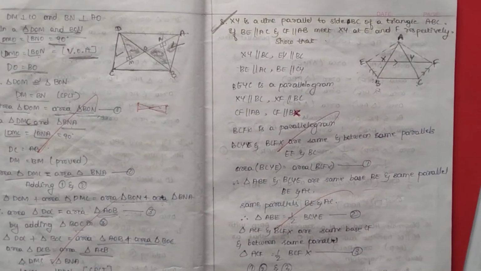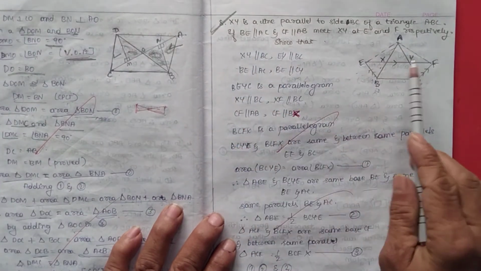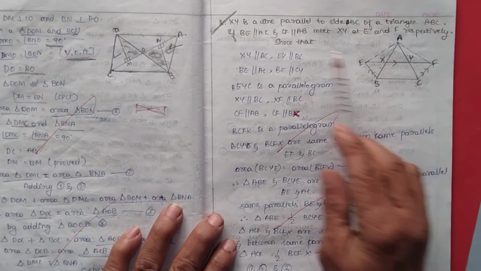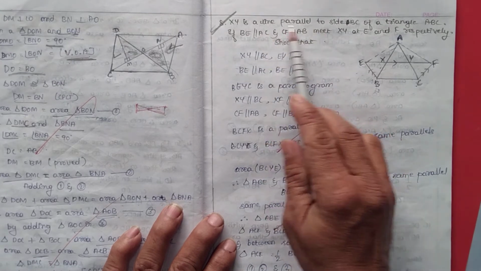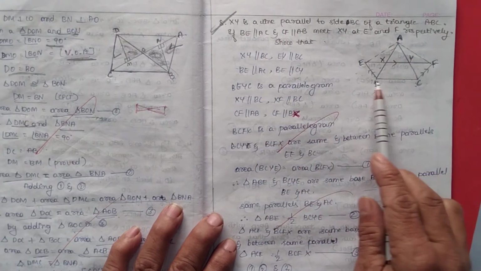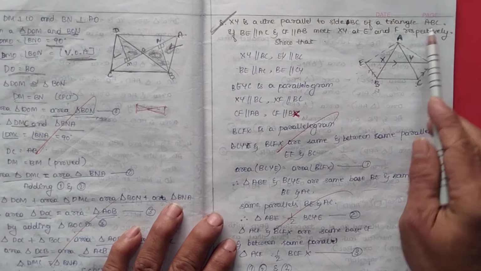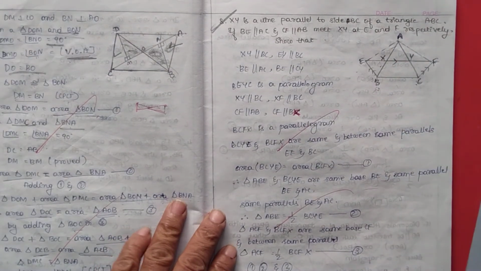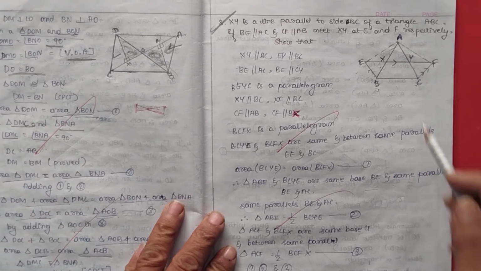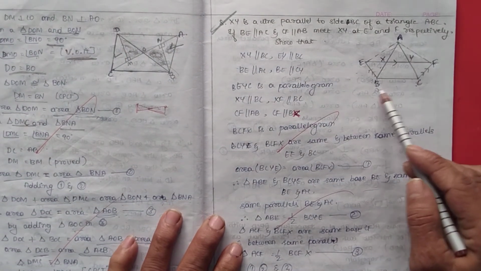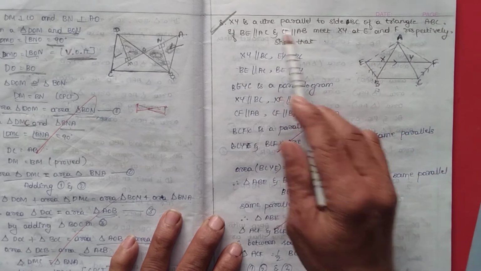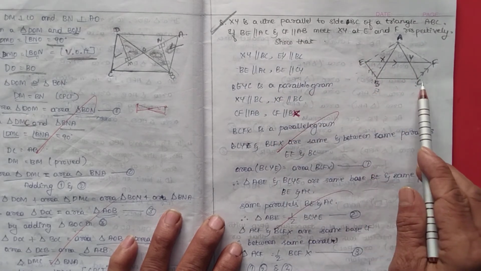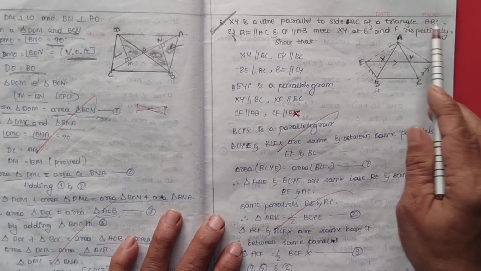See, XY is a line parallel to BC. This is the base line BC of the given triangle ABC. All of you, can you listen properly? Can you understand? ABC is the triangle given. XY is parallel to BC of the triangle ABC.